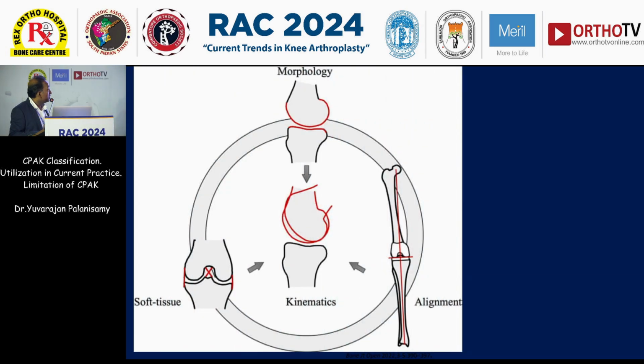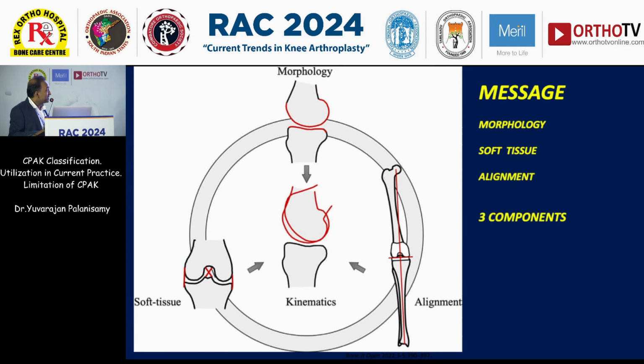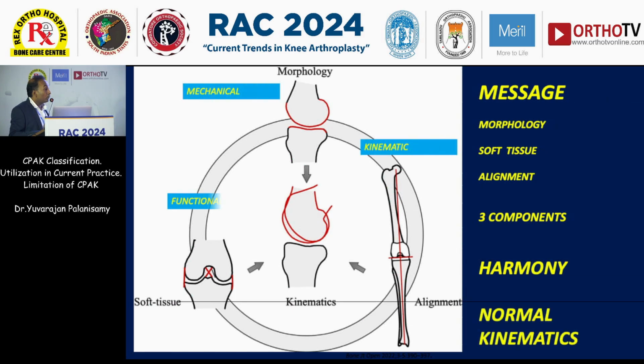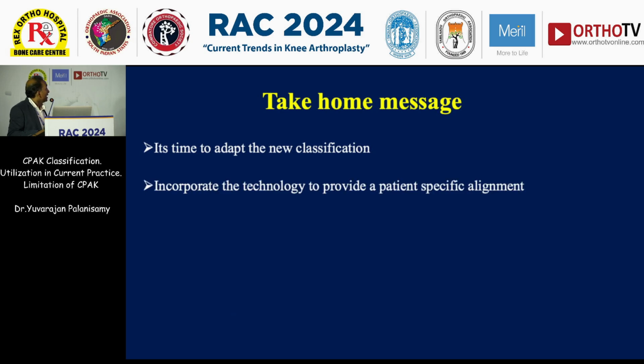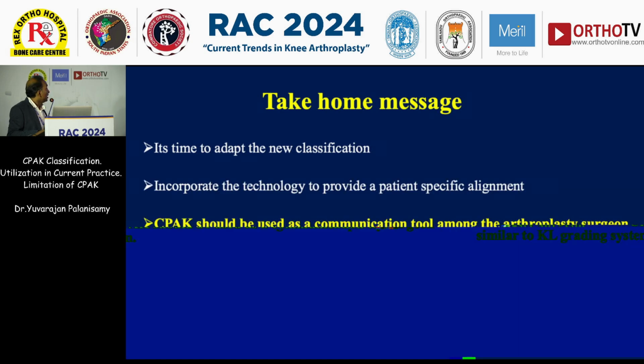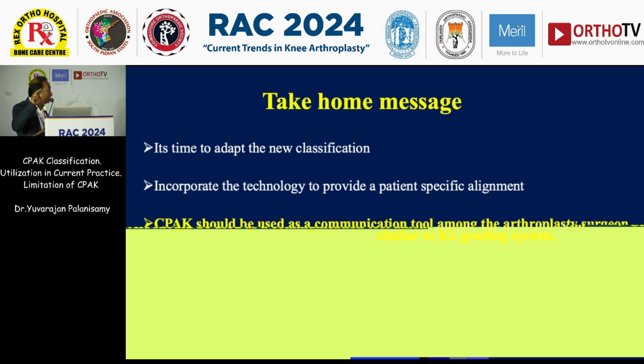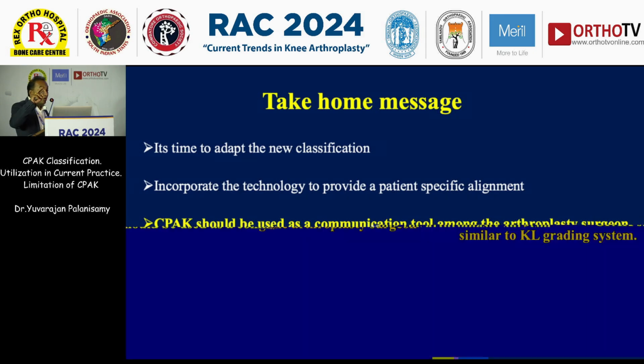So coming to the final conclusion, the message is that whatever technique you use, you have to consider morphology, soft tissue, and alignment. These 3 components you have to restore to get good harmony in normal knee kinematics. That's very important, irrespective of which philosophy you are going to follow. The take-home message: it's time to adopt the new classification, for all the delegates. Incorporate the technology to provide patient-specific alignments. That's very important. And CPAK should be used as a communication tool among arthroplasty surgeons.